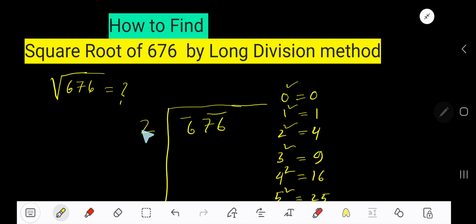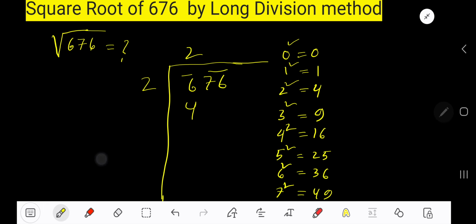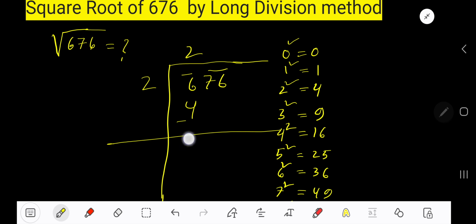If you place 2 here, the same 2 must come to the quotient also. 2 times 2 is 4. Subtract, and bring down the next digit. If you place a digit in the quotient, the same digit will come under the divisor, and we need to add 2 plus 2, 4.